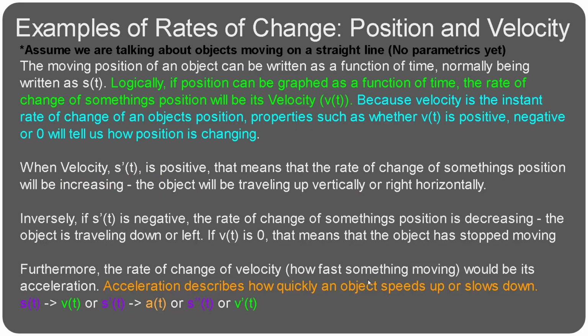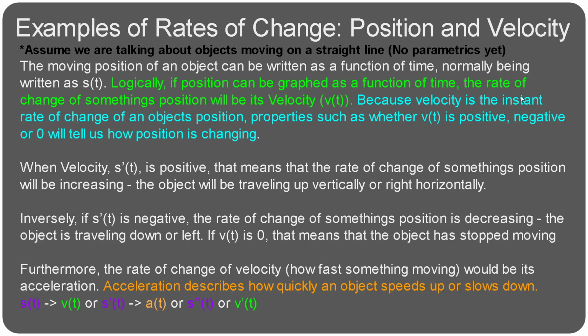Okay, so let's talk quickly about some examples of rate of change, because as I've talked about, derivative just means rate of change. Let's take a look at a real-world example between position and velocity. Logically, position can be written as a function of time. It's normally written as s of t. And if position can be graphed as a function of time, that means that it's changing. The position's rate of change is something's velocity, which is normally indicated with v of t. Because if you think about it, when position is changing, what that means is it changes at different rates.